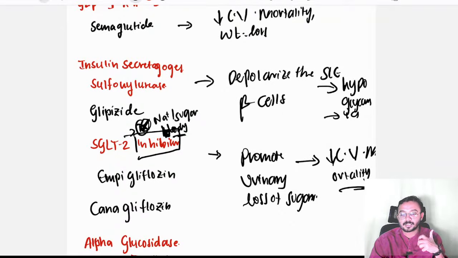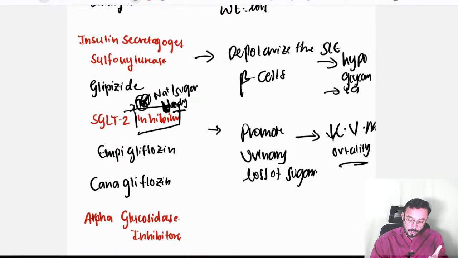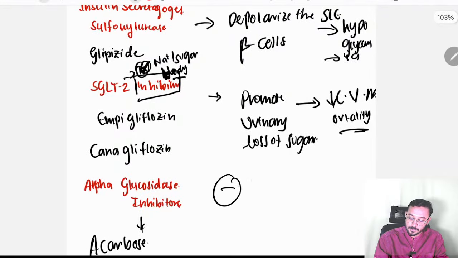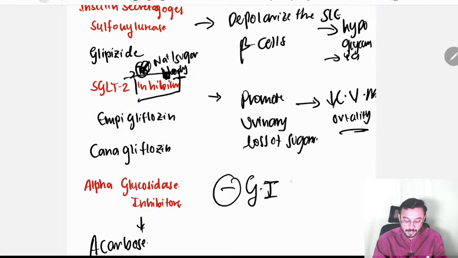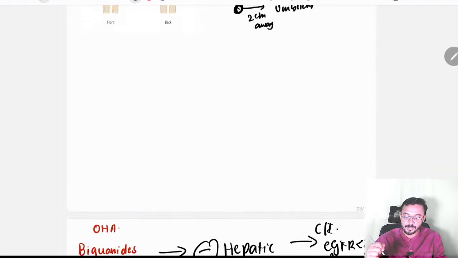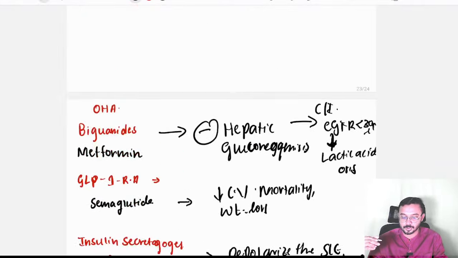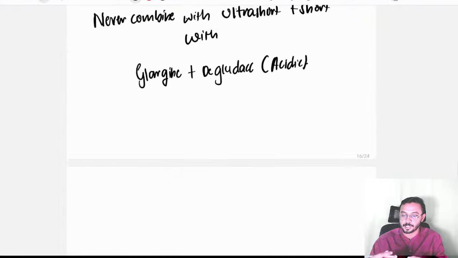These are the only drugs in endocrinology which reduce cardiovascular mortality. And next one is the alpha glucosidase inhibitor. The best example is acarbose. From the intestine also some sugar is produced, and they put a brake on that, that is the GI absorption of sugar. This is the function of acarbose. This slide is very important, oral hypoglycemic agents, also for one-liners. And this is all about today's session of endocrinology.